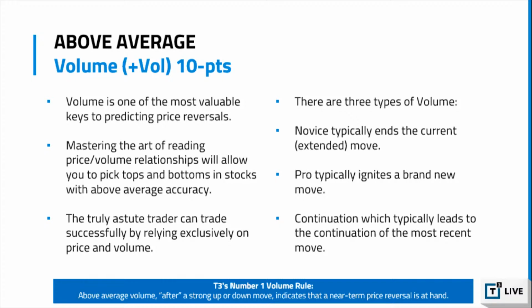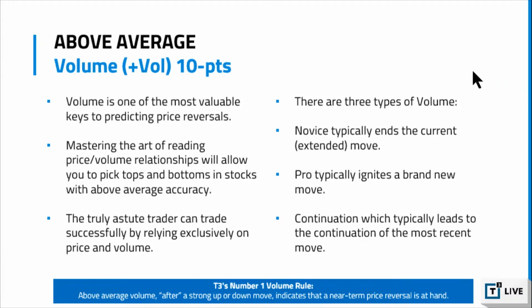Okay, for today. The fourth amplifier is above average volume. The rule is if you get 3 or more bars in a row, up or down, and you get a spike in volume, above average volume, after a strong up or down move, that indicates that a near-term price reversal is at hand. Does that make sense?